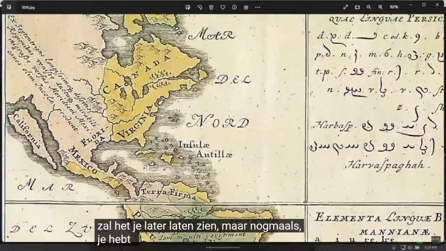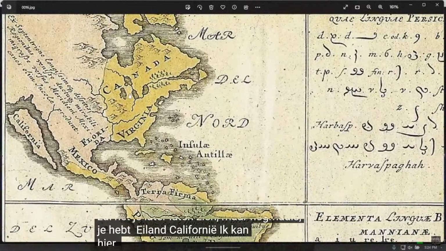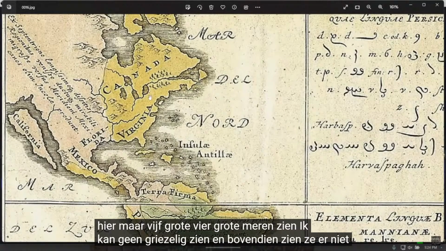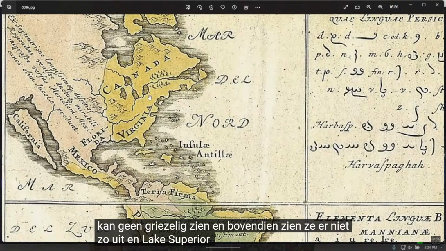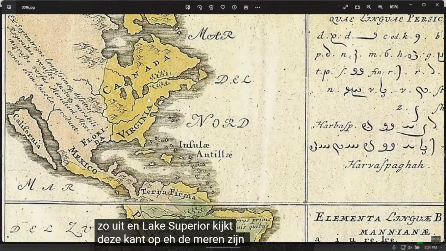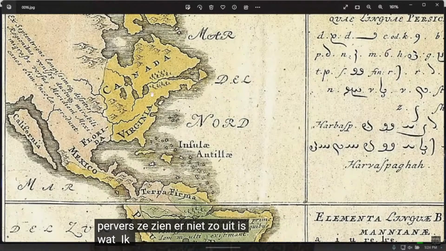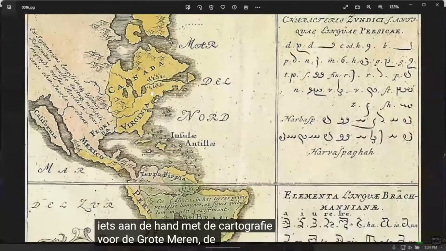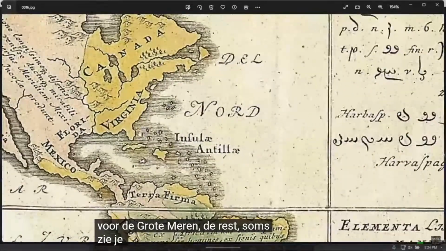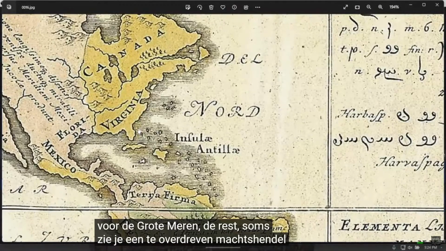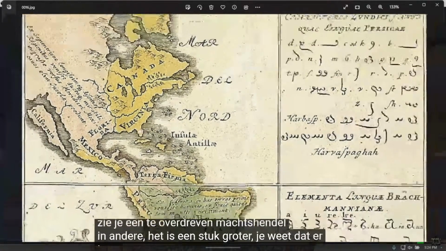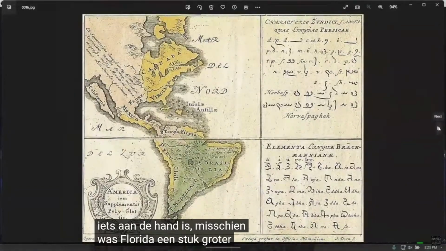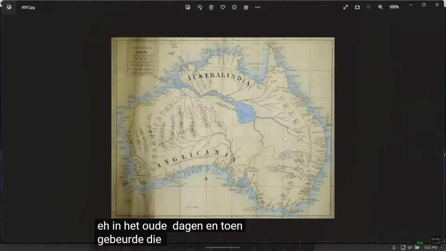But again, you've got Island California. I can only see four Great Lakes here. I can't see an Erie, and plus they don't look like that. Lake Superior is facing this way. The lakes are all perverted. They don't look that way, is what I'm saying. So there's something going on with the cartography for the Great Lakes. Sometimes you see an under-exaggerated panhandle, in others, it's a lot bigger. There's something going on with that. Maybe Florida was a lot bigger in the old days, and then that terrible flood happened.